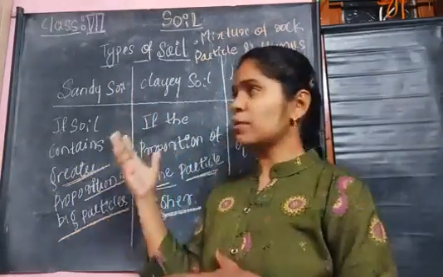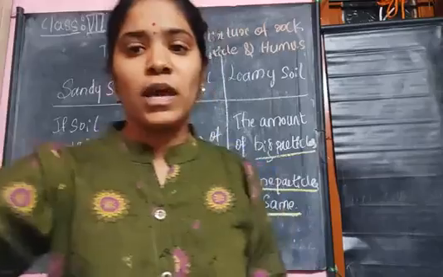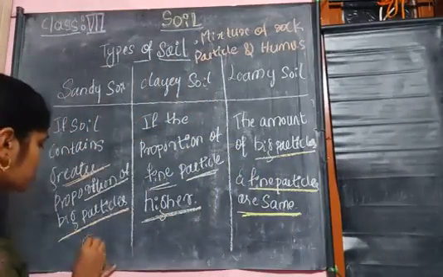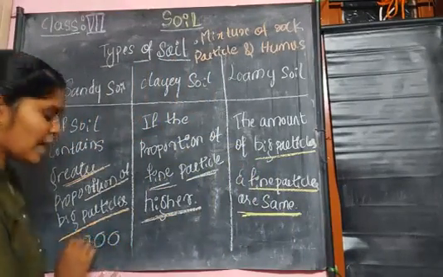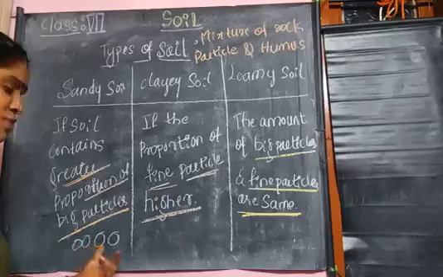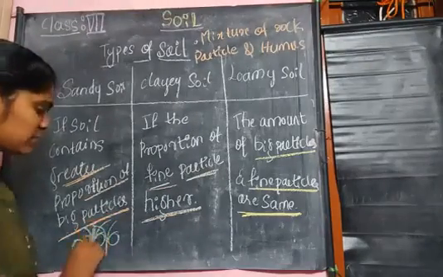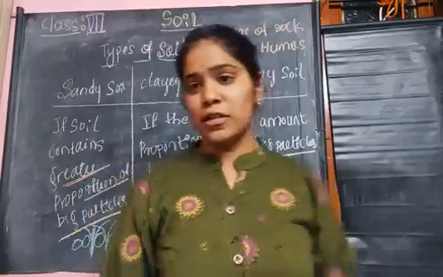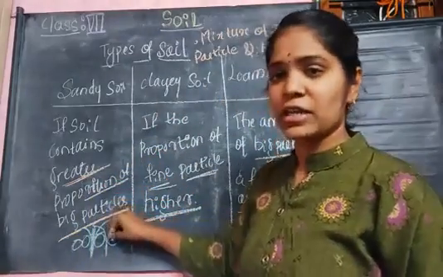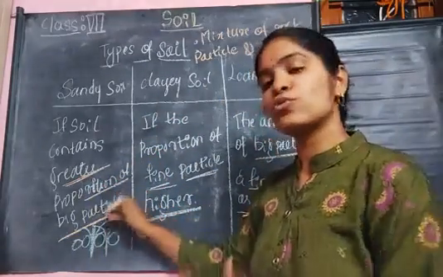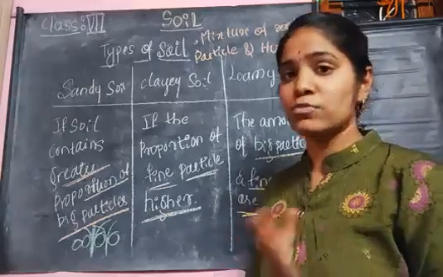Okay. So in this sandy soil what happens? There are bigger particles present. If there are bigger particles, there will be a large gap between these particles. So there will be an air gap between these sandy particles. So when you pour air into it, the air will pass through them very easily. You may observe that.